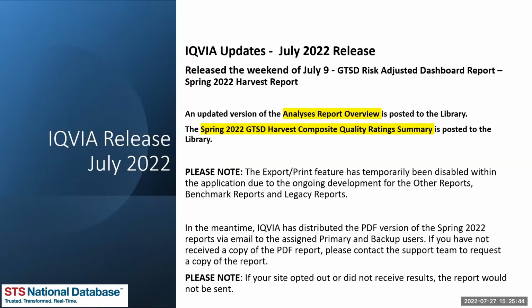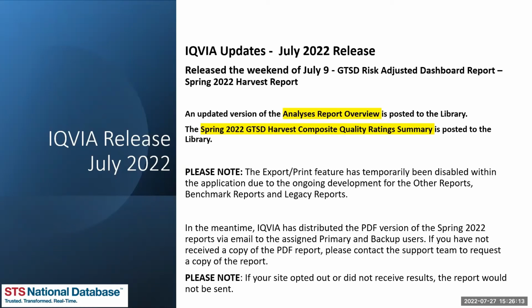As most of you should be aware by now, on July 9th, we did release the spring 22 harvest results to the database, which can be found under GTSD risk adjusted dashboard report under operational reports in the system. To support that, we also posted an updated version of the analyses report overview in the library, and the spring 2022 GTSD harvest composite quality rating summary has been posted there as well.